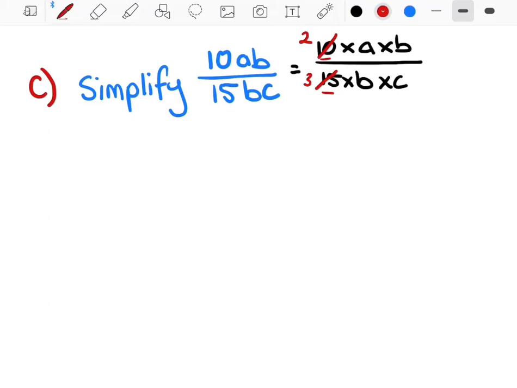Now the next thing I'm going to do is cancel anything that is on the top and on the bottom. If there's a matching one there, I'm going to cancel it. See here how I've got 1b on top and 1b on the bottom. I'm going to cancel them because they match up. What is left is going to be our answer. I can't cancel the a or the c because there's no matching one on either the top or the bottom. So what I end up with is 2a over 3c. And that's simplified, and we have done what the question has asked us to do.